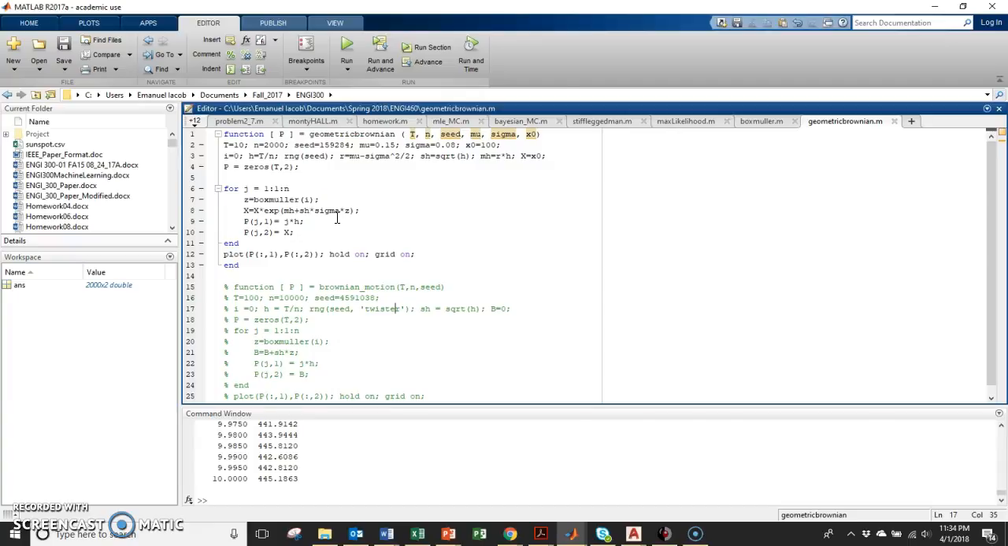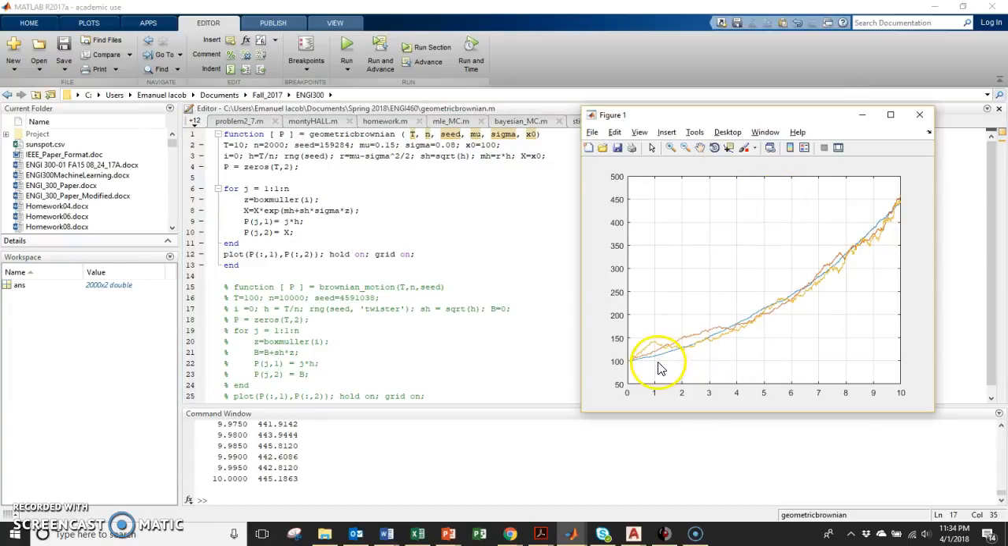When we run that, we see right here the first one, which had the smallest volatility, was this blue line. The next one, with the next larger volatility, is the red line, and the one after that is this gold or yellow line. So that was being able to run our geometric Brownian and Brownian motion, as well as knowing how to understand and run Box-Muller in MATLAB.